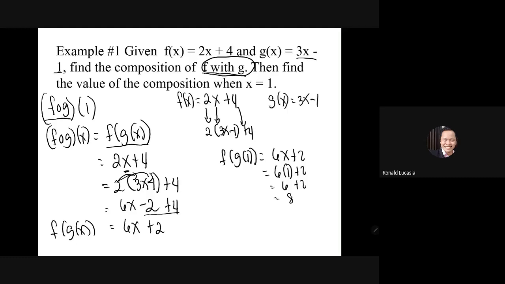Okay? Now, there will be an alternative solution for that. But this alternative solution only works when you were asked to find the composition of the given or the resulting composition of function, and then you have the value of x. Paano siya gagawin? Ganito. Sa taas pa lang, magpalit ka na agad ng x. So f circle of g of x, that will be equal to 2x plus 4, which is equal to 2, 3x minus 1 plus 4. Dito pa lang sa taas, magpalit ka na ng 1.